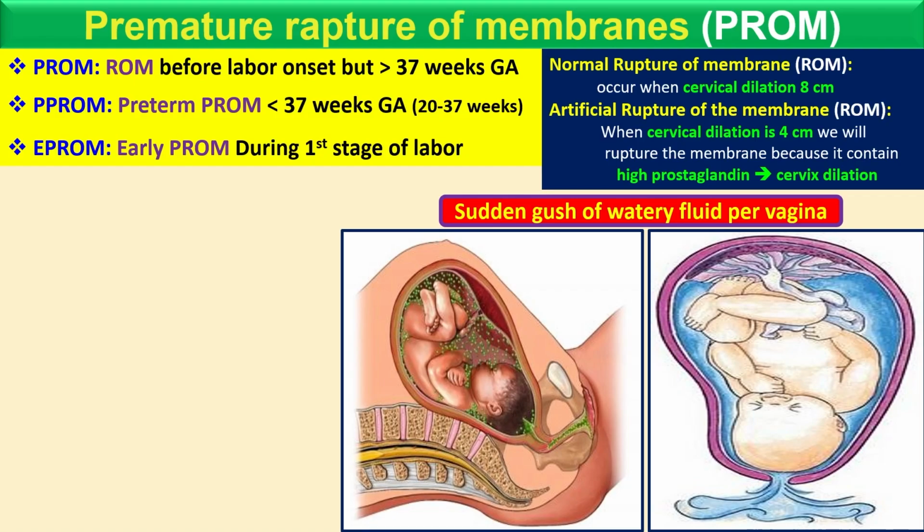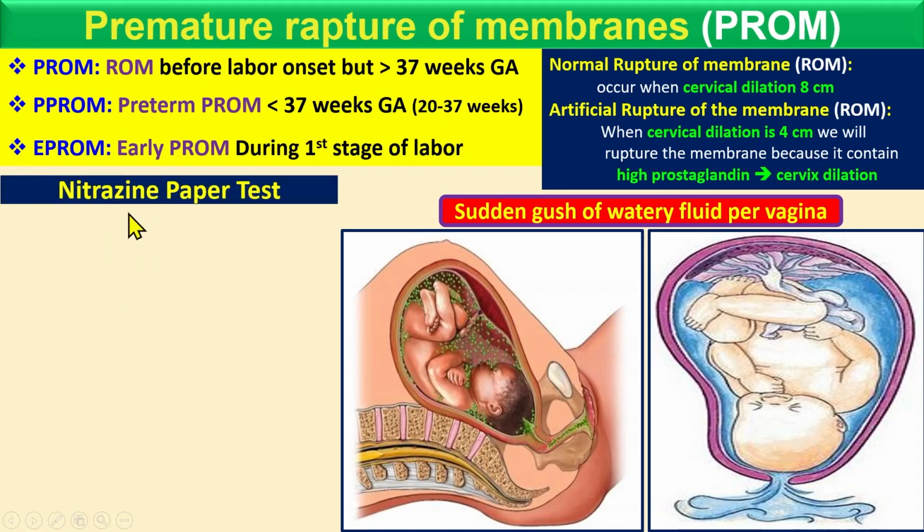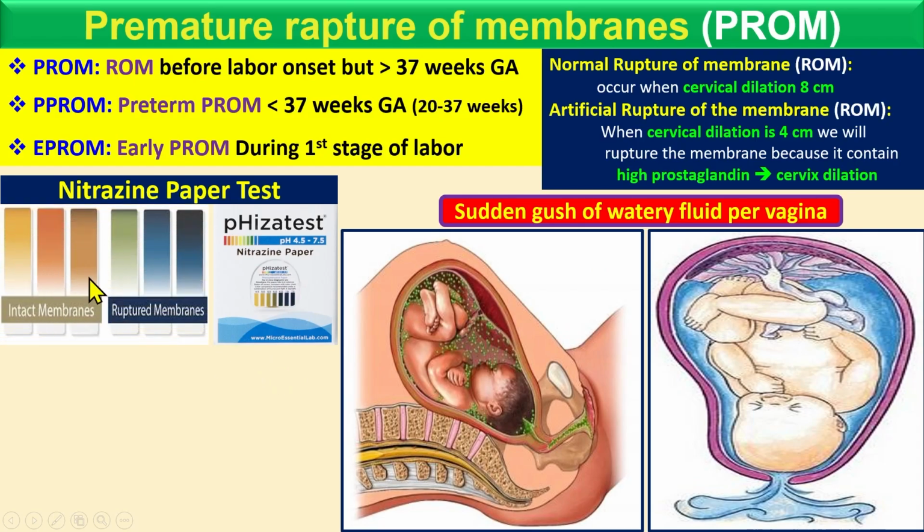Okay, how do you confirm it's the amniotic fluid or it's urine? There are certain tests. Number one is the nitrazine paper test. This is the test which becomes blue if it's amniotic fluid. Okay, so this is the test. The bluish color represents there is a rupture of membrane, because amniotic fluid is alkaline, which turns the paper blue.